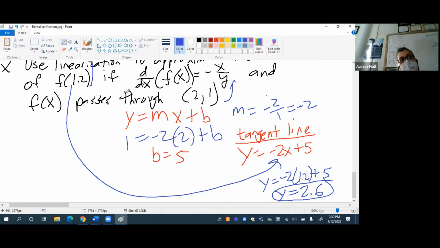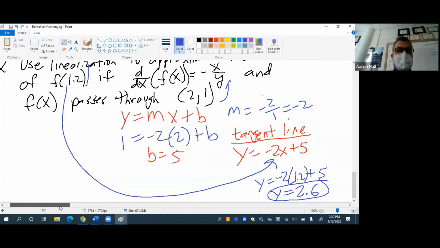How accurate can this be? As long as you're really close to that point of tangency, we can say that it's fairly close. But the further you get away, we don't know what the curve looks like. And so the further you move away, depending on how sharp that curve is, the approximation could be extremely different, completely different.